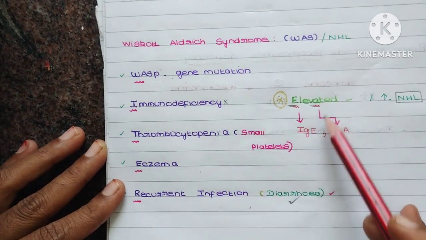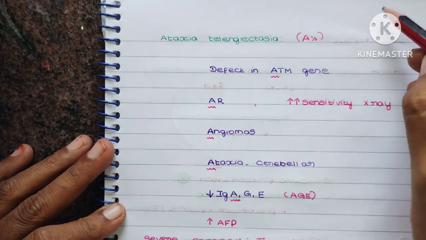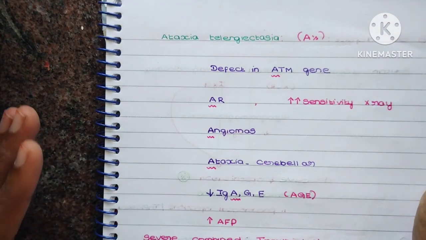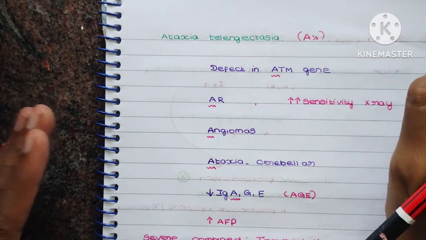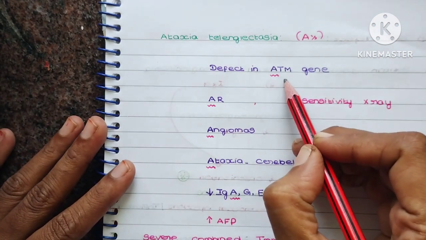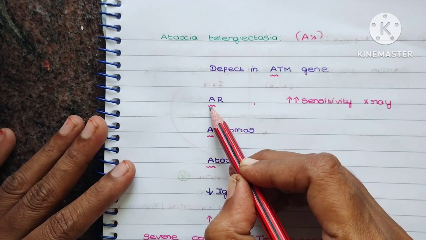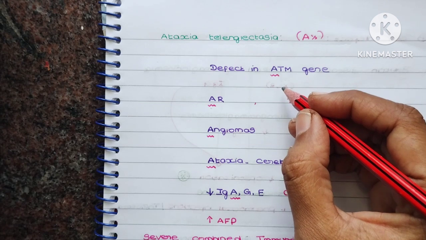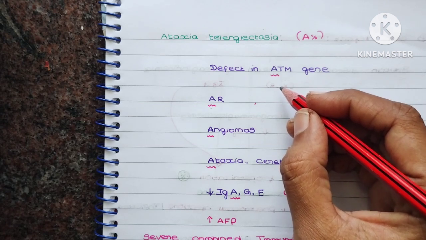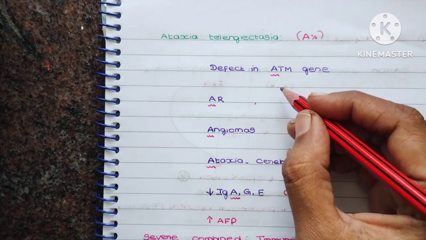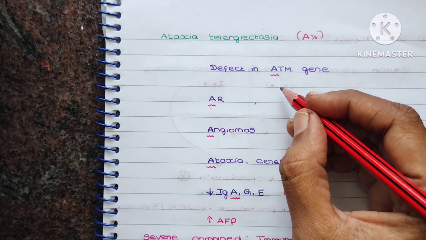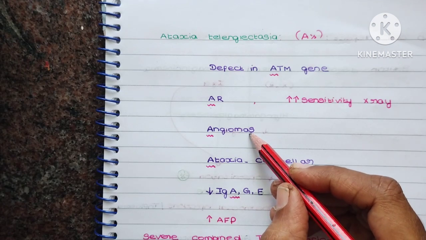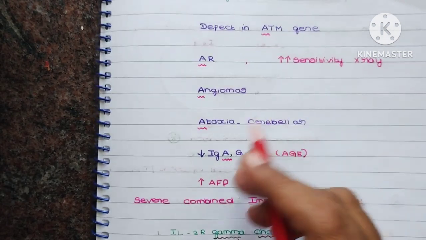You remember water and elevated. Ataxia telangiectasia. Okay, so what is that? First we dealt with Wiskott-Aldrich syndrome. Now ataxia. When you come across the word ataxia, remember it is a defective ATM gene, I told already, right? The diseases coming under combined immunodeficiency are everything XLR except two. One is ataxia telangiectasia, another is ADA of the SCID. Next it will be angiomas, that is spider angiomas, and then ataxia.